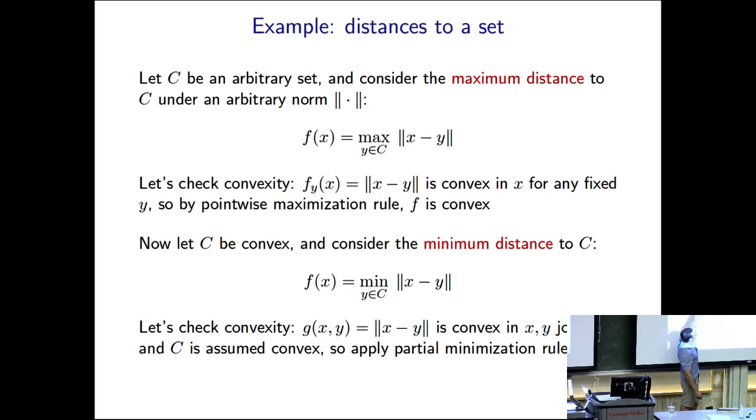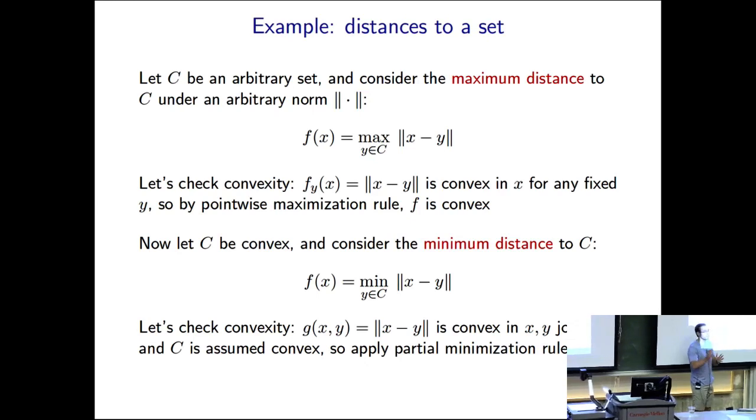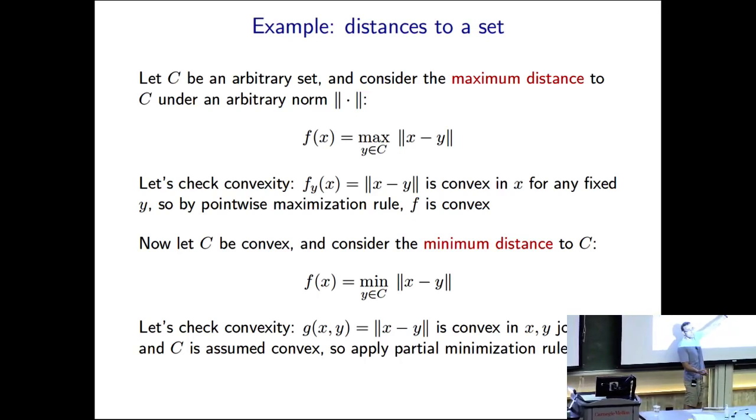This thing is convex, regardless of whether or not C was convex to begin with. So that's, I think, kind of an amazing fact. The maximum distance to any set C, even if C is some very weird, pathologically non-convex set, is a convex function. Why? It's because for every fixed y, this function, norm of x minus y, is convex. That's all we needed according to our pointwise max rule. Fix y, just consider that inside function as a function of x, it's convex.